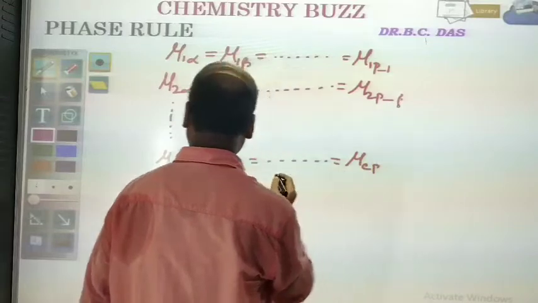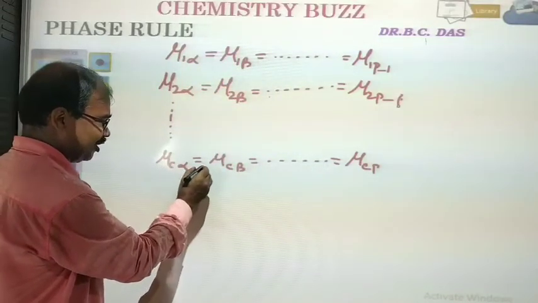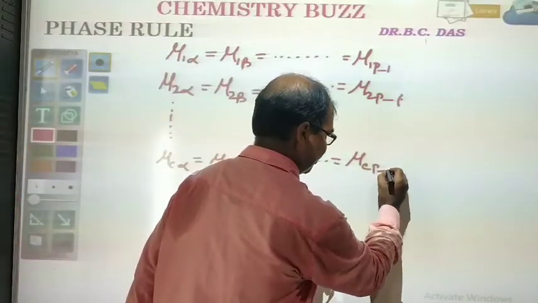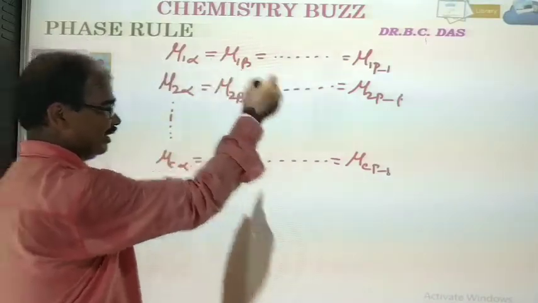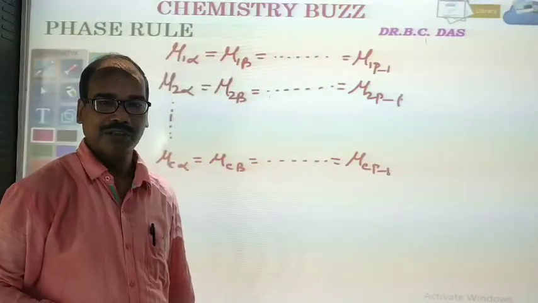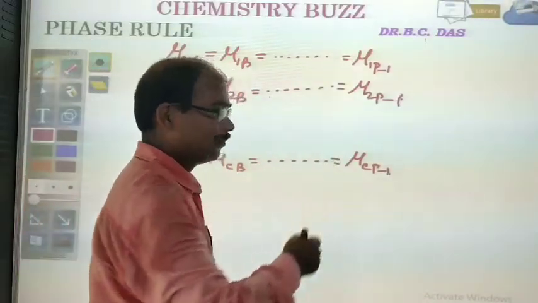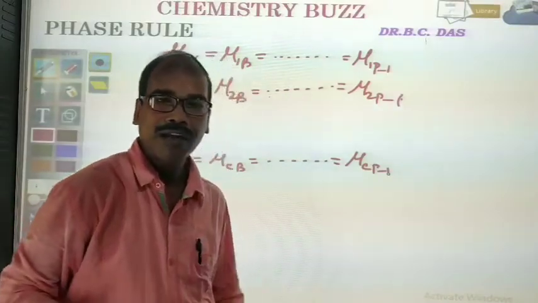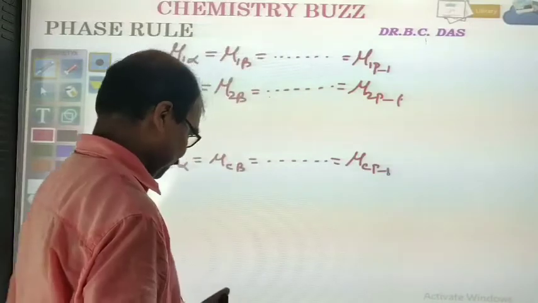Okay. So similarly for the C component, mu C alpha is equal to mu C beta up to mu C (P minus 1). So this is the relationship between the chemical potential and between the different phases, and our aim is to derive the Gibbs phase rule.